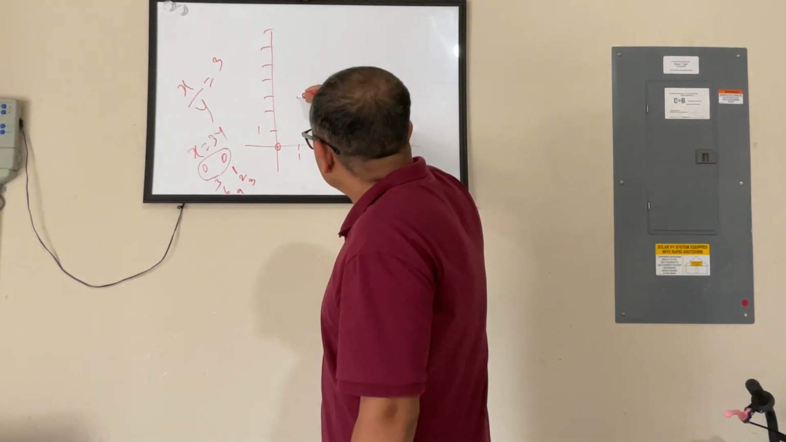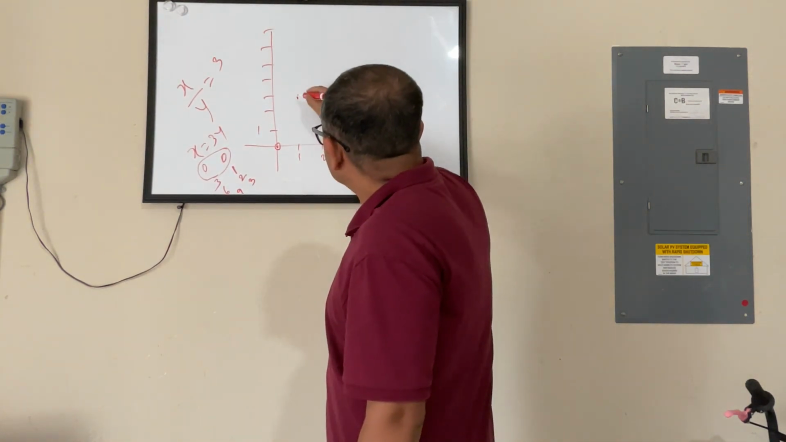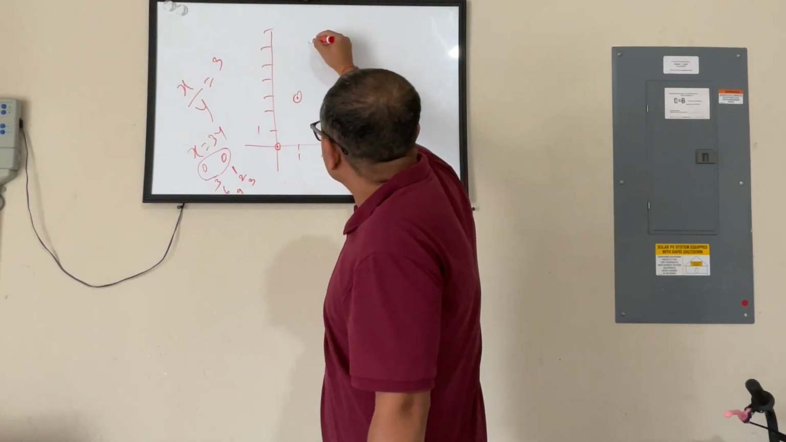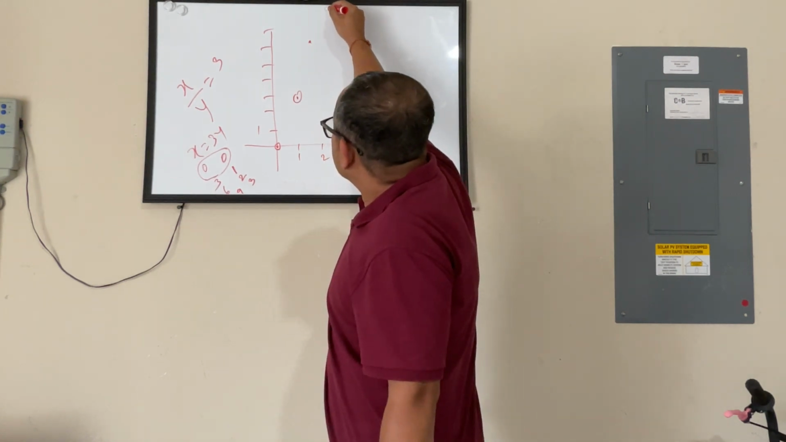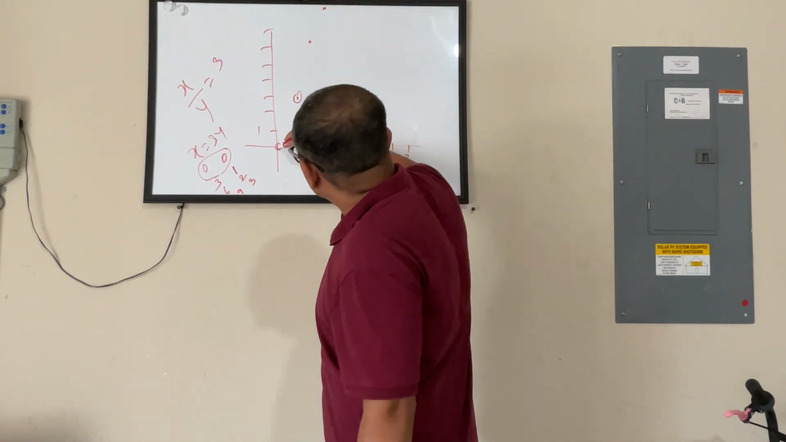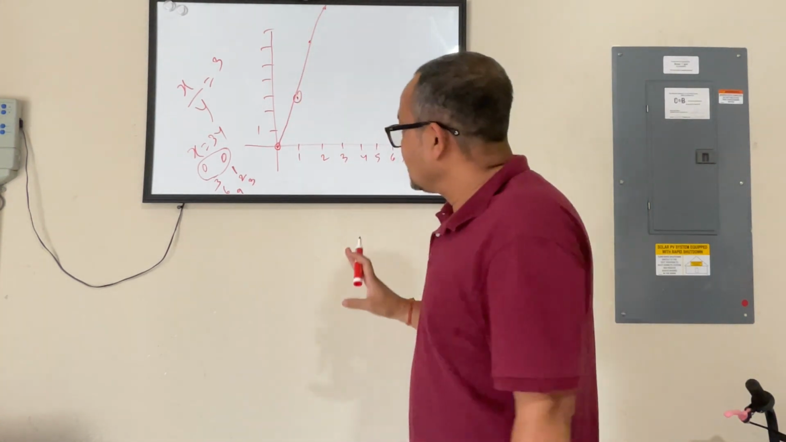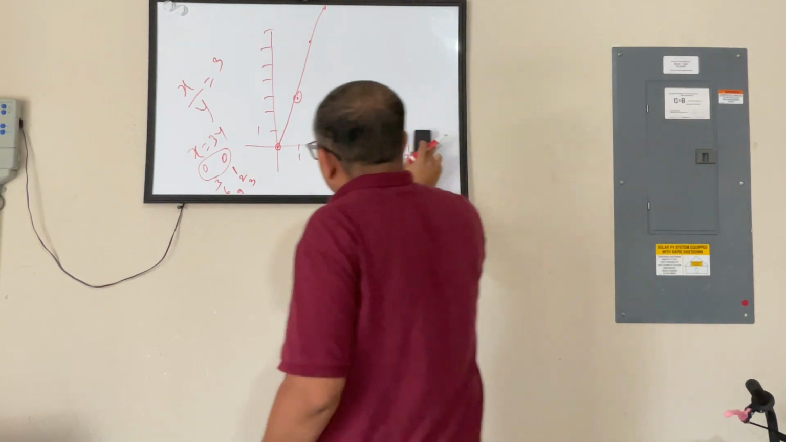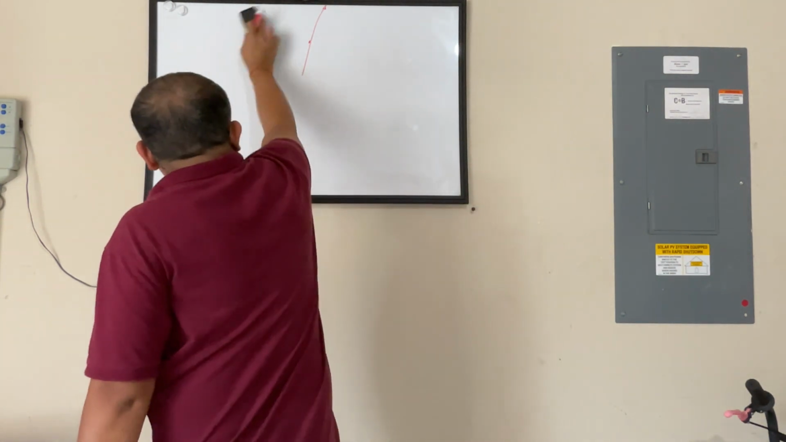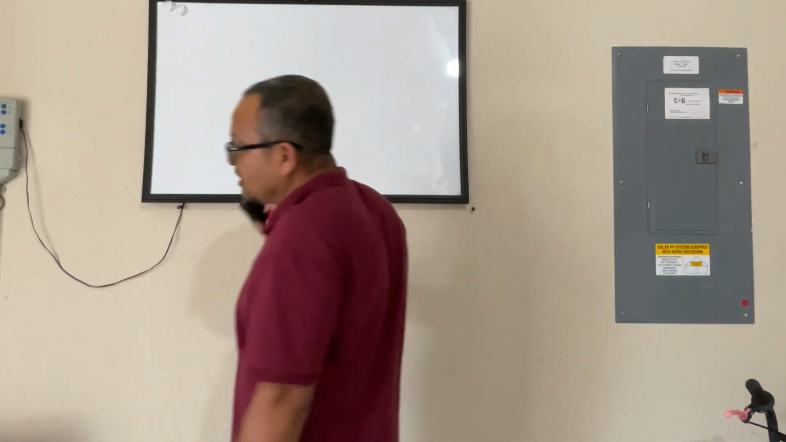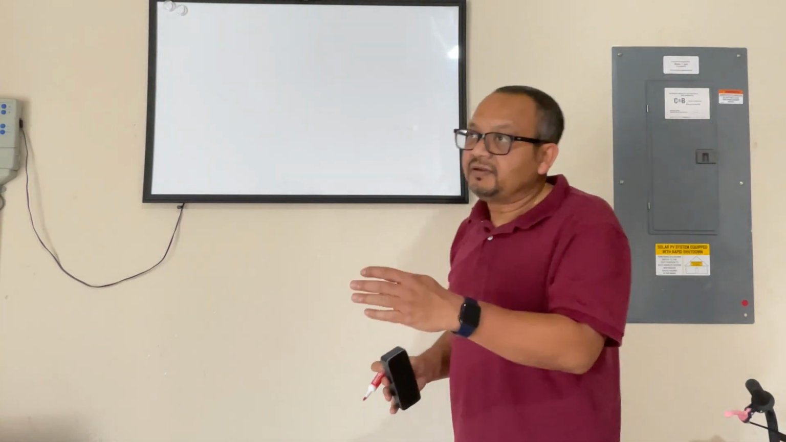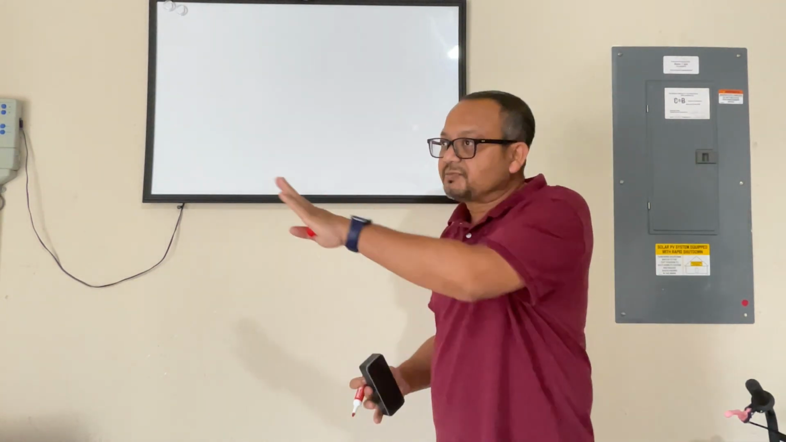1, 3, 2, 6, 3, 9, somewhere here. When you join them, it will be a straight line. This is one example of how we plot a line using a linear equation. This is the approach you'll follow.